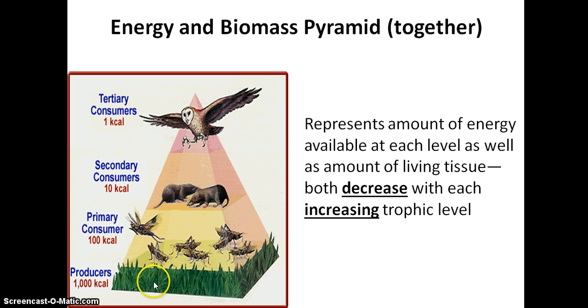So let's say we had 500 blades of grass. For that, you would only have 7 crickets. And then to the next level, that would only be 2 moles. And then that would be 1 hawk. The energy is decreasing at each increasing trophic level, so the number of organisms is decreasing at each trophic level.